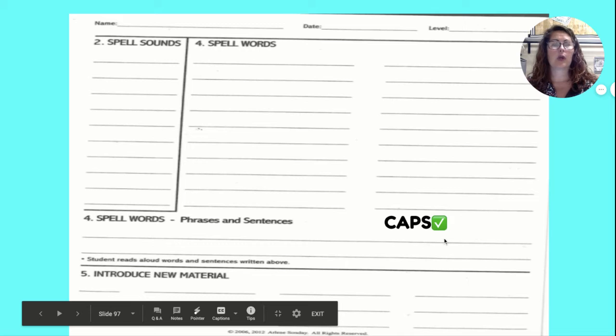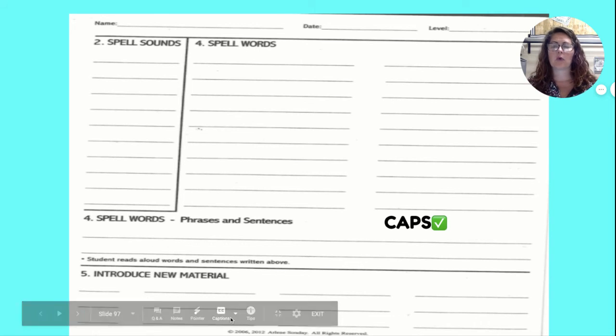All right, so now we're to the spell words, phrases, and sentences section. So right here is where you're going to write the sentences that I am going to tell you. Okay, I will say the sentence, you'll repeat the sentence, you will tap out the sentence, 1 word per finger, and then you will write your sentence. Okay, so the first sentence I'm going to give you. What sport do you play?